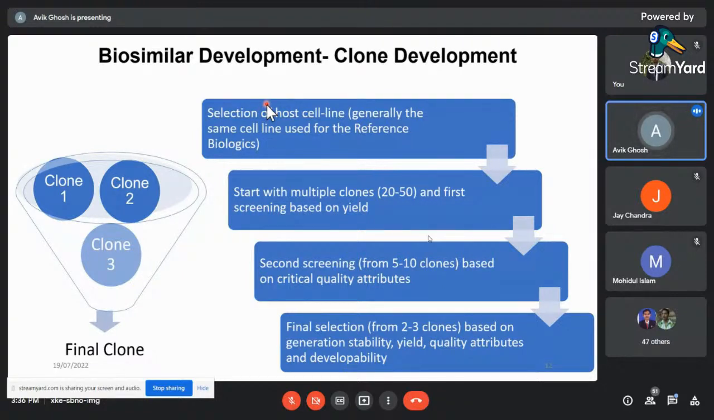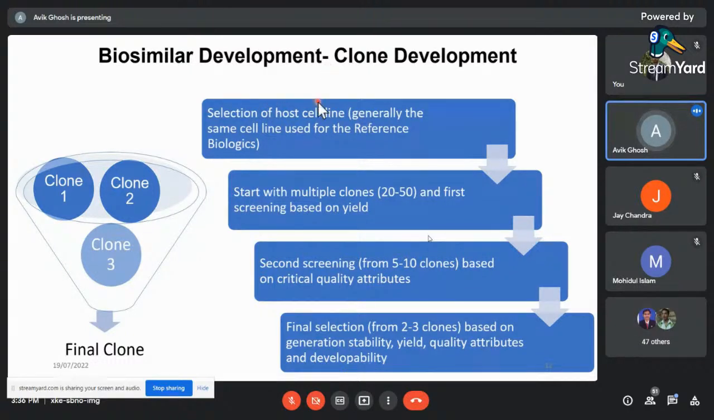And also this clone needs to be taken to the next steps and make a product, right? So that development needs to be done. So based on all these factors you come up with the final clone. Okay, so basically the clone development or cell line development in the biosimilar industry: they select the host cell line, then they select the clone.